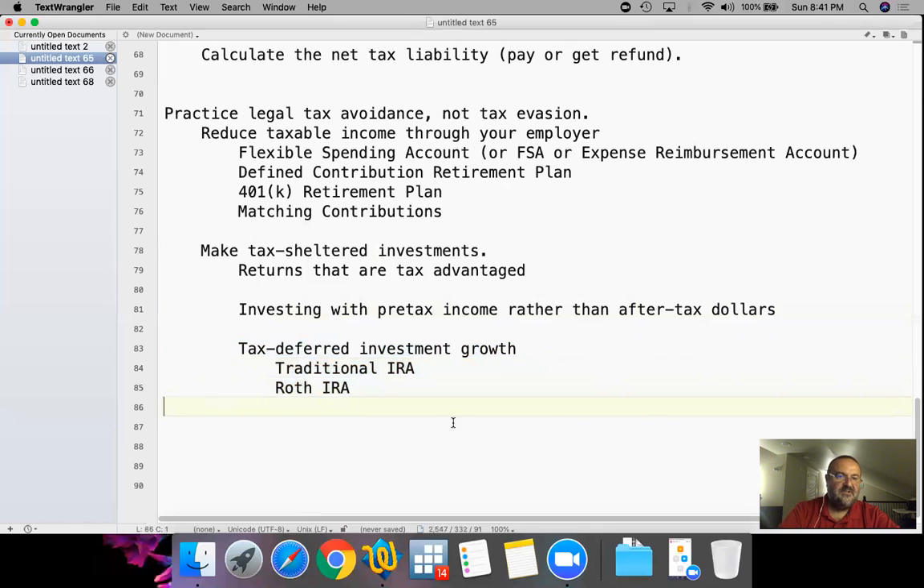So that's our discussion about tax for this week, and we'll talk more about taxes in later weeks, but so far, this is about it.